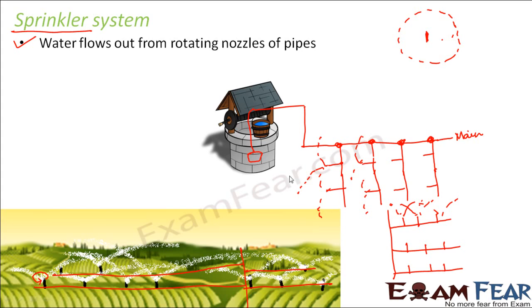And how the water escapes out? It escapes out through the rotating nozzles, and that is how the entire field will get water. And in this case, no human labor is involved because nobody has to roam around the field to supply water.